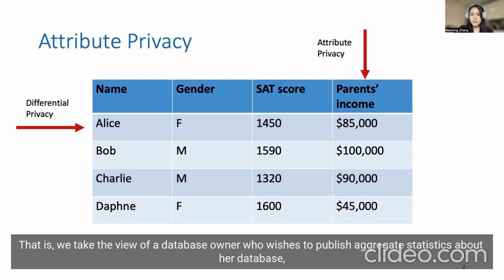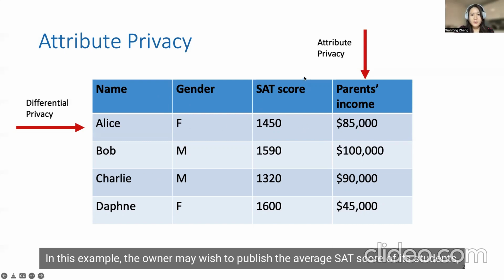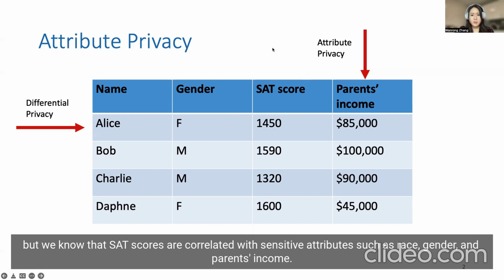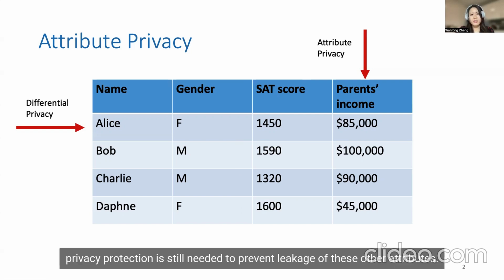That is, we take the view of a database owner who wishes to publish aggregate statistics about her database, and must also protect privacy of aggregate information in certain sensitive columns. In this example, the owner may wish to publish the average SAT score of its students, but we know that SAT scores are correlated with sensitive attributes such as race, gender, and parents' income. So even though the SAT score is not sensitive, privacy protection is still needed to protect those other attributes.